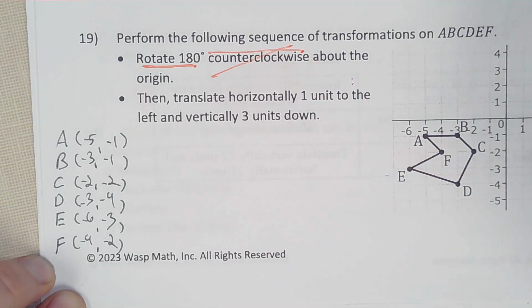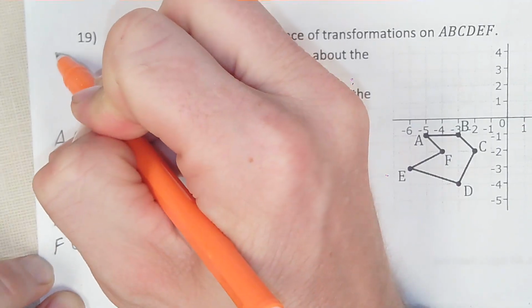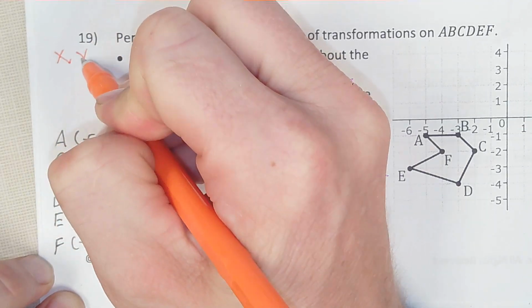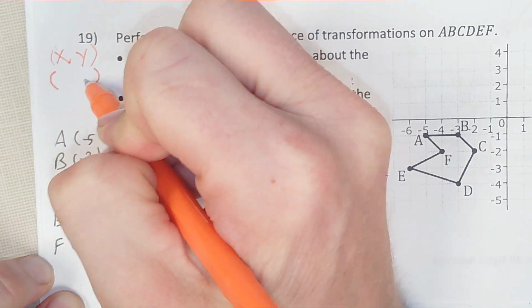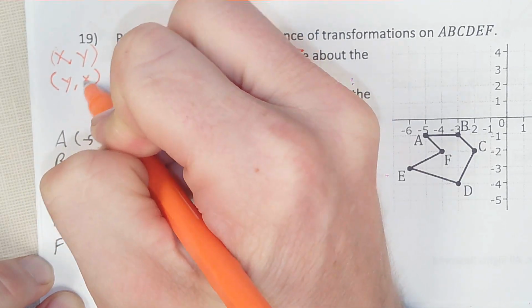First, let me do a little sidebar conversation. I can plot this one too while I'm doing it. If I have an x and a y, and then I rotate it one way or the other, the y's and the x's flop.